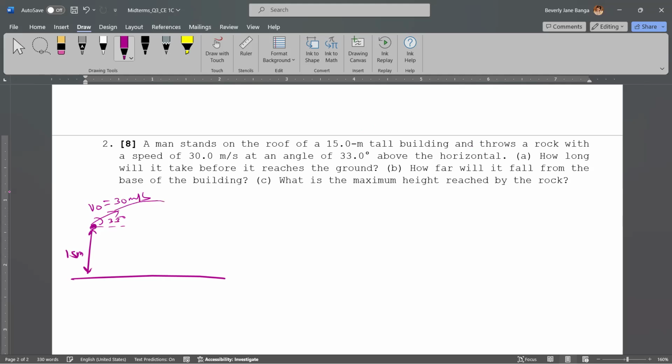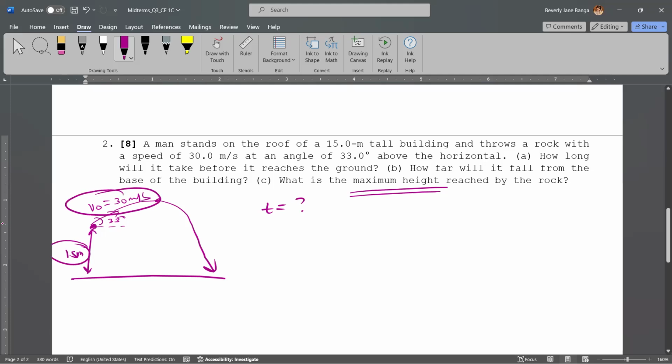So this is not symmetric at all. Later, for the maximum height, we can use the shortcut for symmetric trajectory, since you only want to know the max height. But anyway, how long will it take before it reaches the ground? We want the total time of flight. But again, class, you cannot use the shortcut here because the trajectory is not symmetric. What do we know? We only know this and this, the speed.